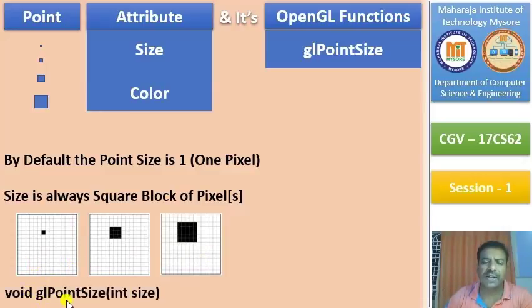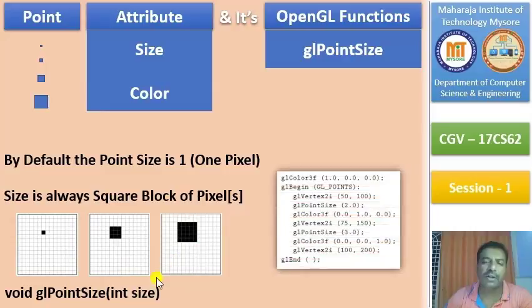glPointSize returns nothing, hence it's void, and it takes a parameter size, which is going to be an integer value. Even if you pass a floating point value, it is not going to throw a compile time error, but rather it is going to round off to the nearest value and use that size. If I want this, I pass 1. If I want this size of the point, I pass 2. If I want this size of a point, I pass the value 3.